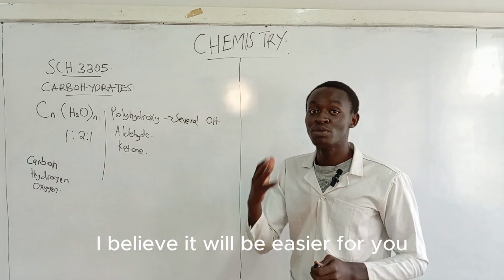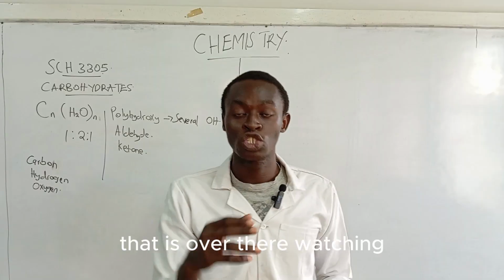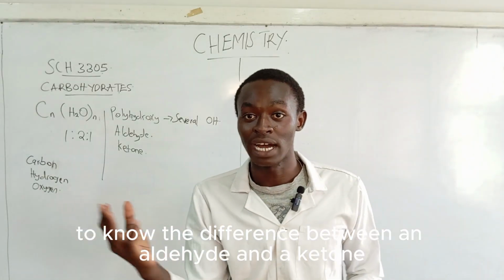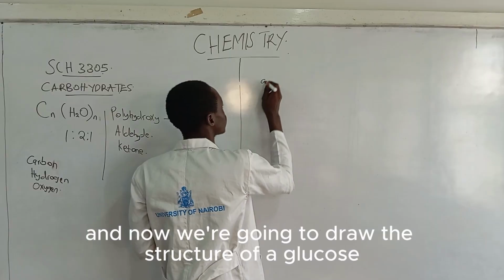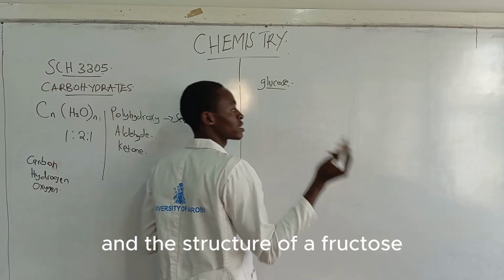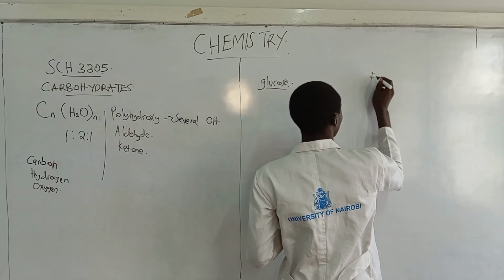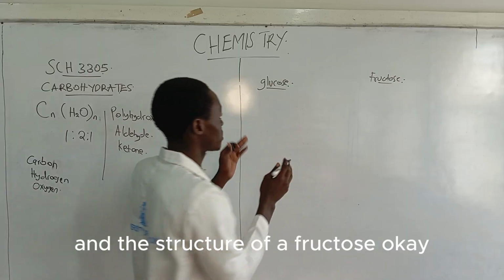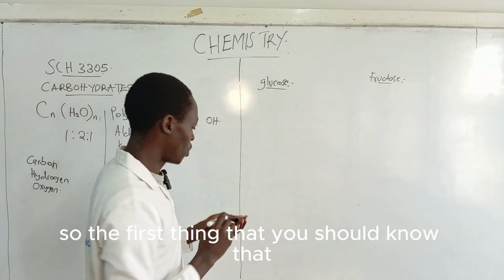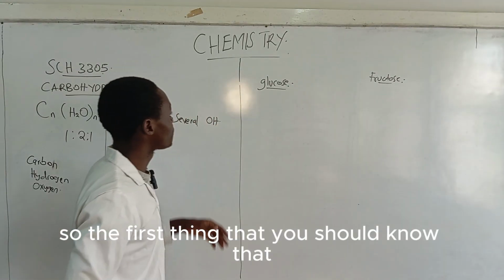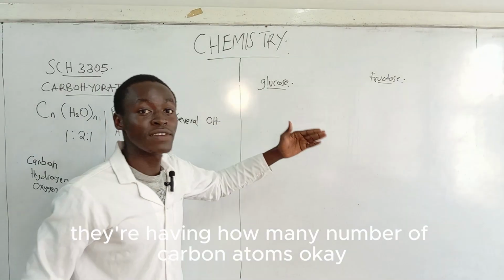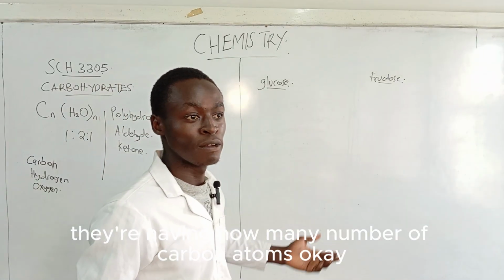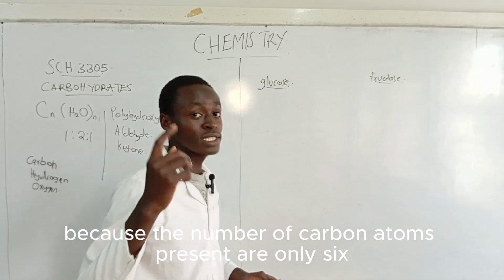From that, I believe it will be easier for you that is over there watching to know the difference between an aldehyde and a ketone. Now, we're going to draw the structure of a glucose and the structure of a fructose. The first thing you should know is that glucose and fructose have how many carbon atoms? The number of carbon atoms present is always 6.